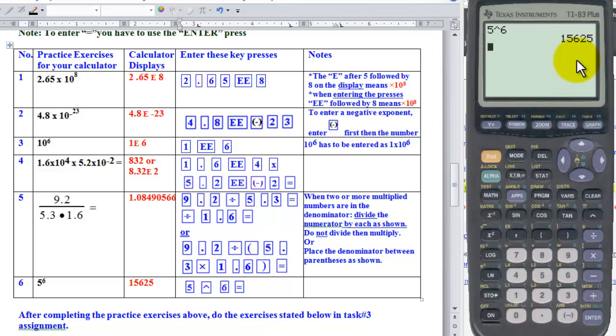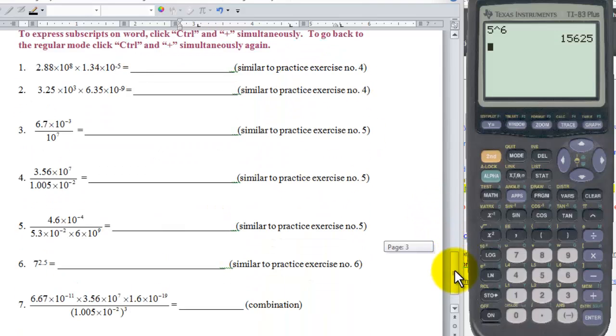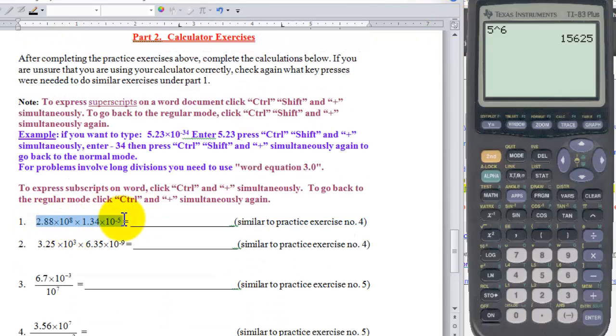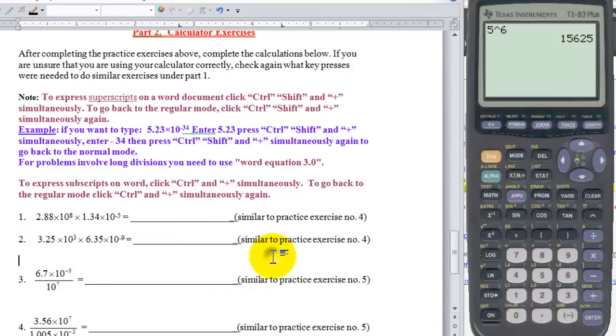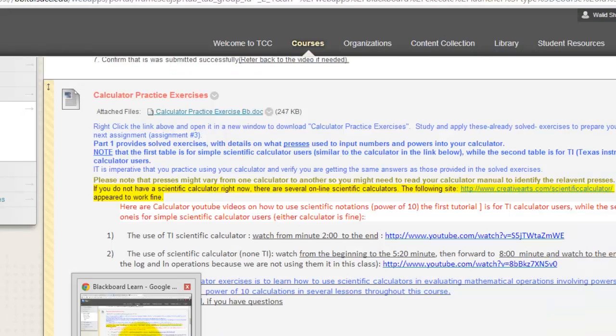Now you can go ahead and pause this video and work on the calculator exercises. Notice here in the calculator exercises, you are given the practice exercise that is similar to each one of those exercises. For example, number 1 here is similar to practice exercise number 4. Number 2 is similar to number 4. Number 3 is similar to number 5, and so on. So go ahead and pause this video and work on these exercises, then I'll show you how to do them. Okay everyone, I assume you already did those exercises, and you just need to check the answer.